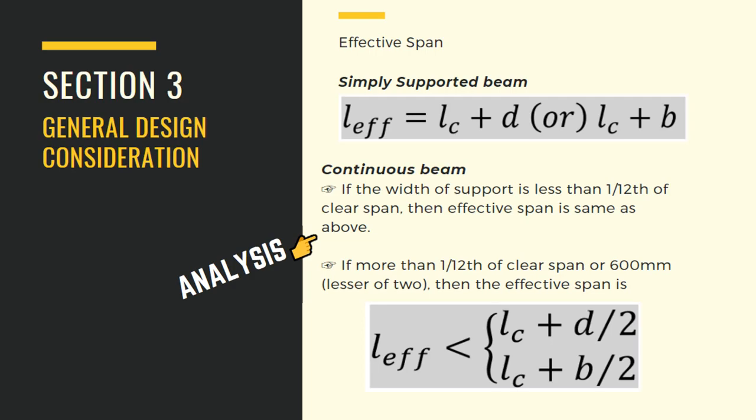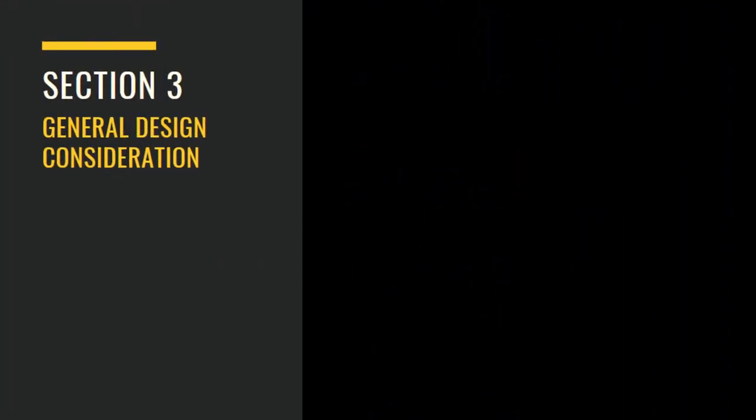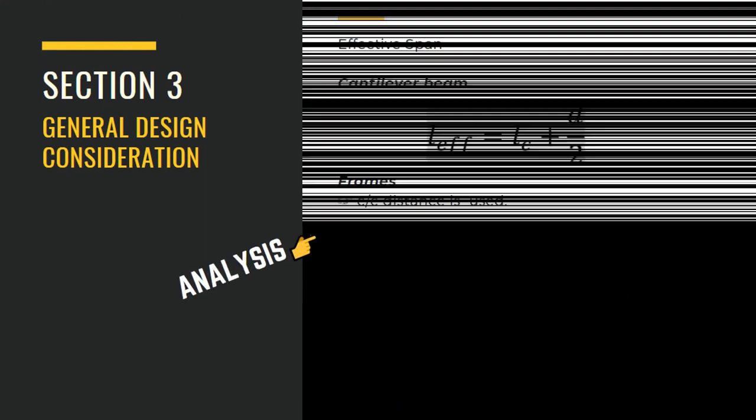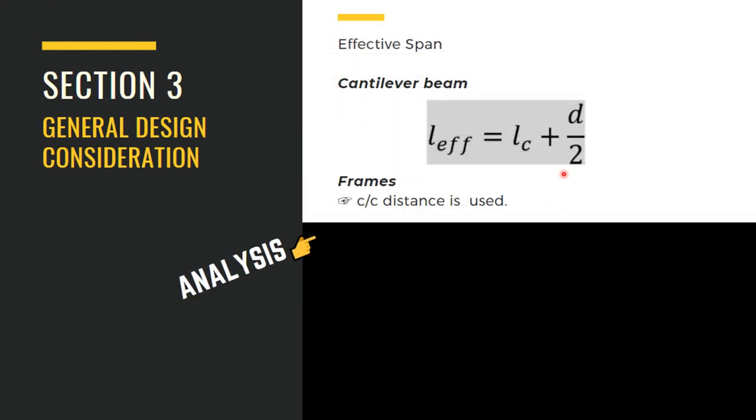In the case of a cantilever, we shall see the effective span. The effective span will be equal to clear span plus d by 2. For frames, the center to center distance is used. There is no formula for frames.